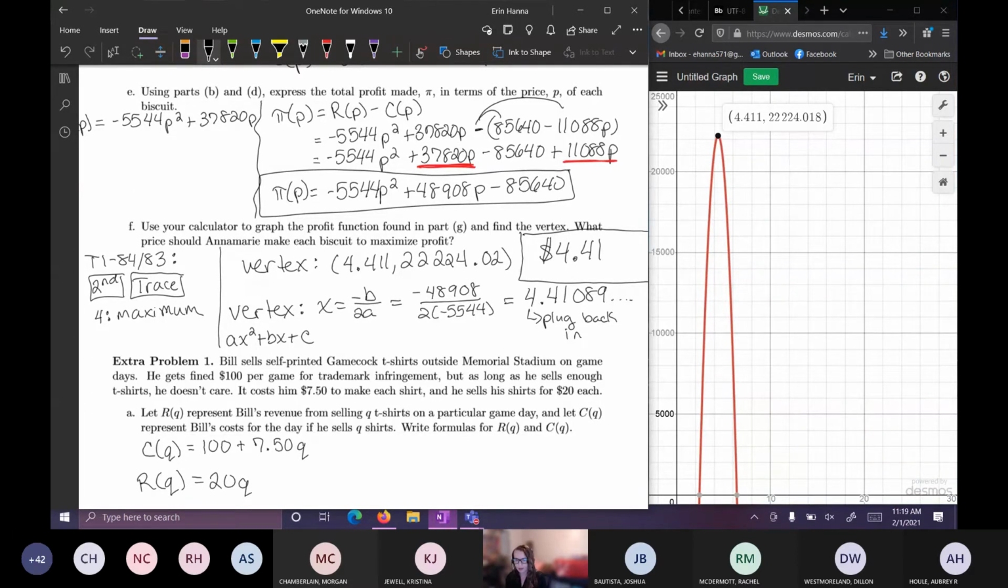Questions on that question? Since we're online, Desmos is an amazing graphing calculator site. It also has a scientific calculator as well. So you are always welcome to use Desmos if you'd like.